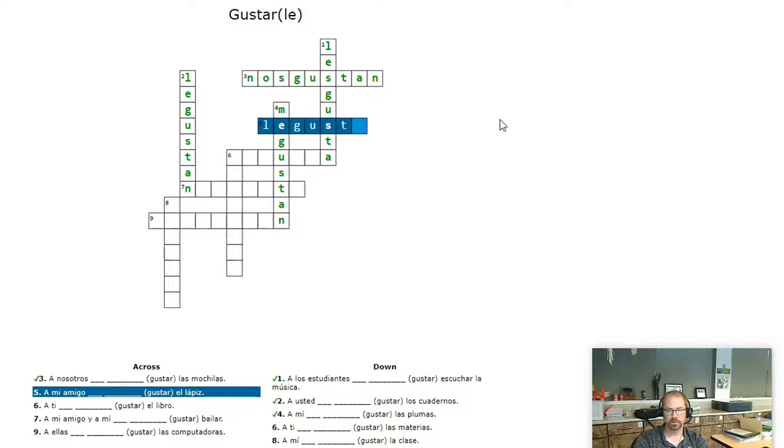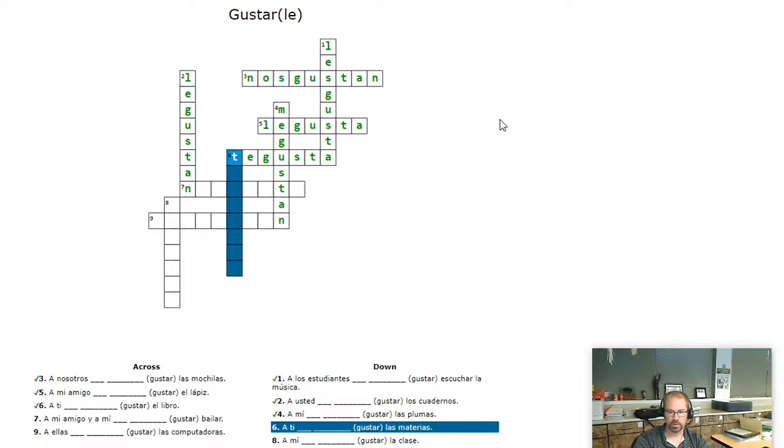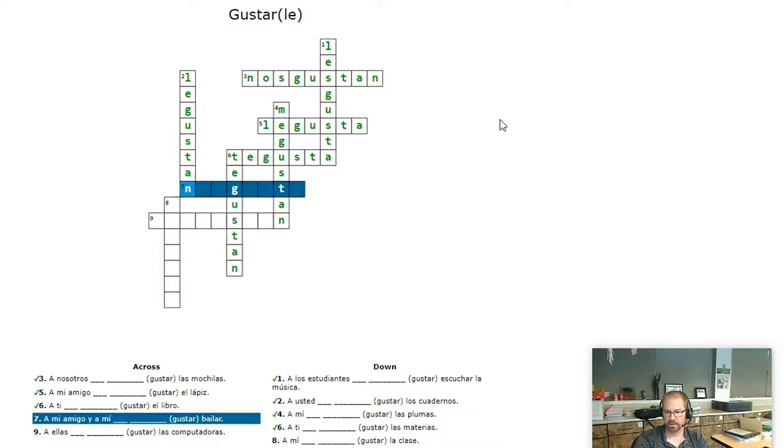Cinco, a mi amigo le gusta el lápiz. He likes the pencil. Seis, a ti te gusta el libro. You like the book. Another seis, but this time down. A ti te gustan las materias.